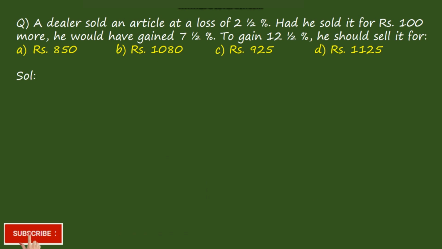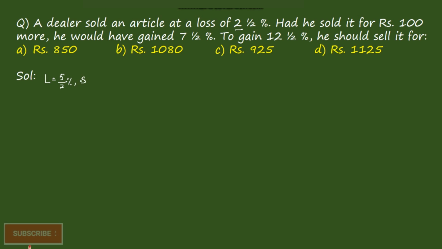A dealer sold an article at a loss of 2 1 by 2 percentage. Had he sold for rupees 100 more, he would have gained 7 1 by 2 percent. To gain 12 1 by 2 percentage, he should sell it for. Okay, it is a similar type of question. First, we understand the question. They're saying that the dealer sold an article at a loss of 2 1 by 2 percentage. So there's a loss, which is equal to 2 1 by 2, which means it becomes 5 by 2 percentage.